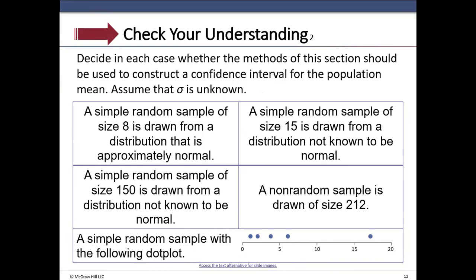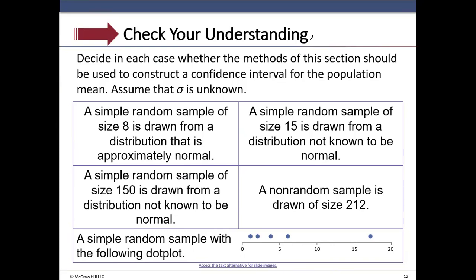Simple random sample of size 150 is drawn from a distribution not known to be normal. Okay, not known to be normal, so we cannot use the methods discussed in this section because the sample did not come from a normal population.